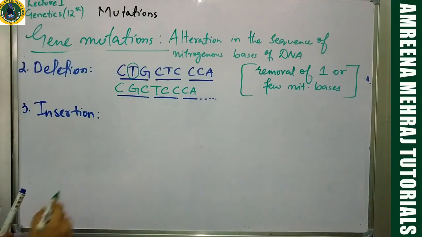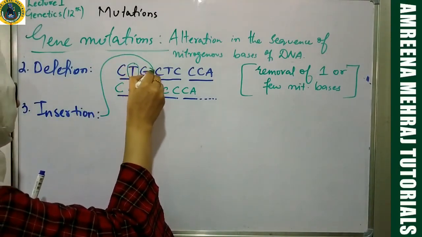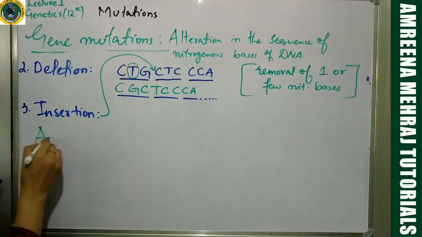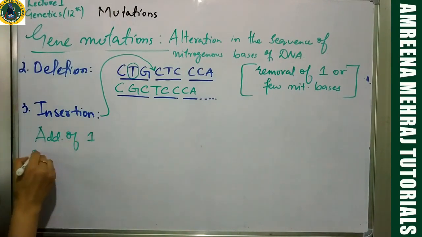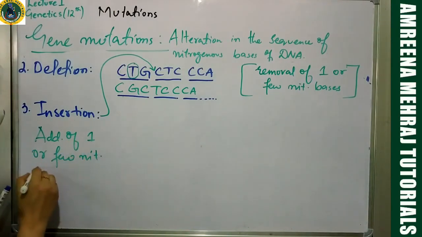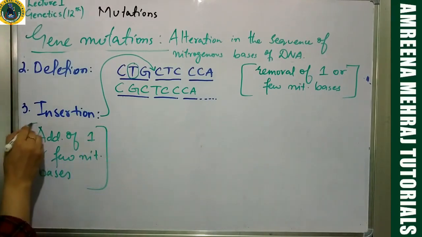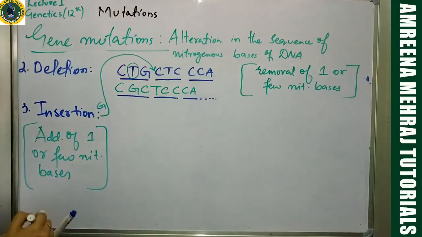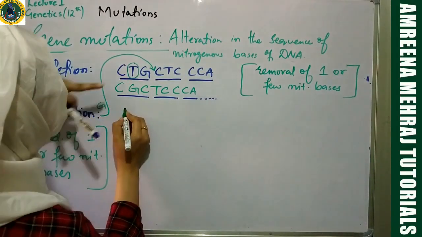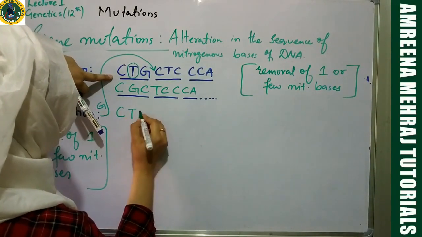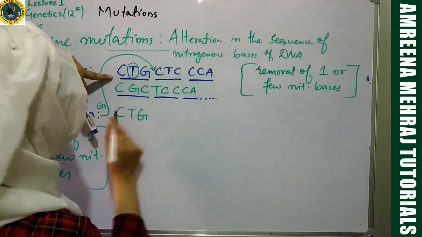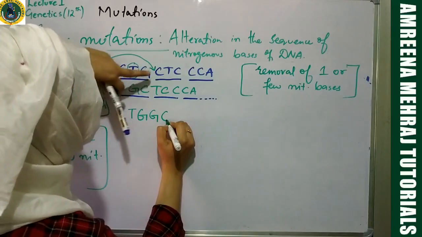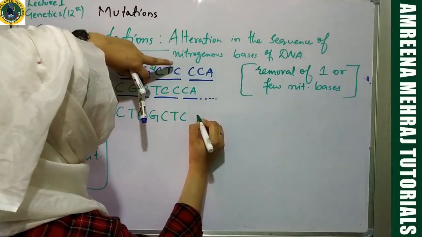Now I'll say, my dear students, let us say in case of insertion, a base gets added over here. So what will be the definition of insertion? Addition of one or few nitrogenous bases. Simple. So suppose I add one base over here, guanine. What will be the condition? Now you will have C followed by T followed by G as usual. Then you will have this new G which was inserted right now. Then that will be followed by C, T, C, C.